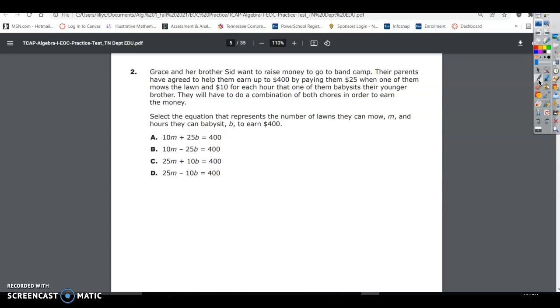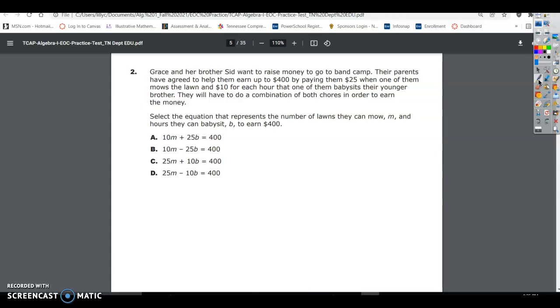All right, Grace and her brother Sid want to raise money to go to band camp. Their parents have agreed to help them earn up to $400 by paying them $25 when one of them mows the lawn and $10 for each hour that one of them babysits their younger brother. They will have to do a combination of both chores in order to earn the money.